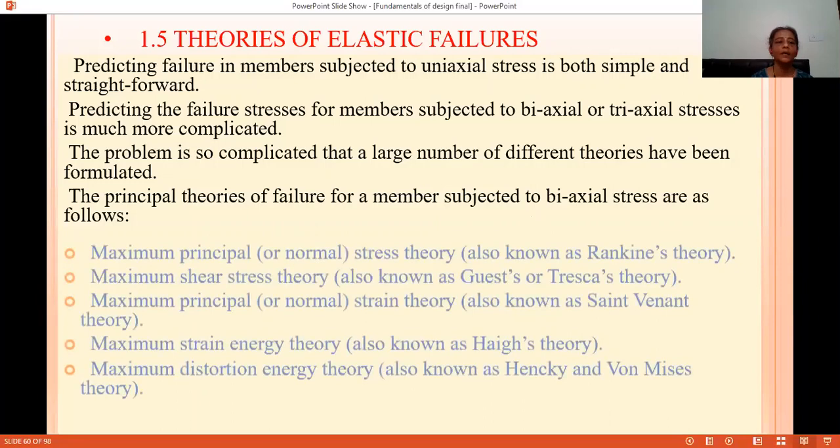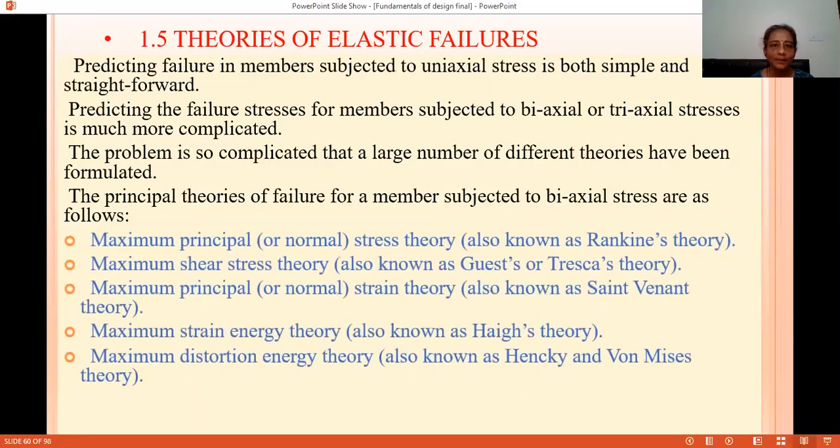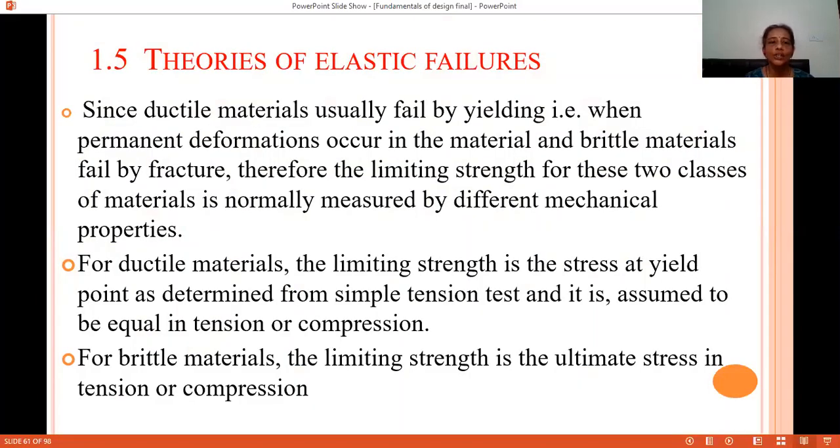So we have 5 theories of elastic failures. First is the maximum principal or normal stress theory, which is also known as Rankine's theory. Similarly, maximum shear stress theory, maximum principal strain theory, maximum strain energy theory, and maximum distortion energy theory. Here, we will study 2 theories today.